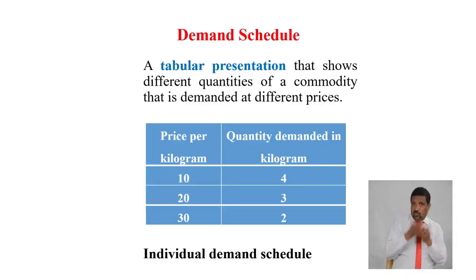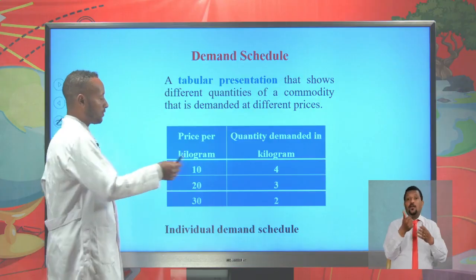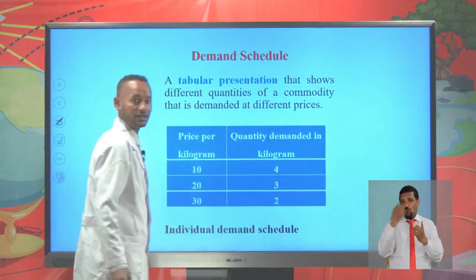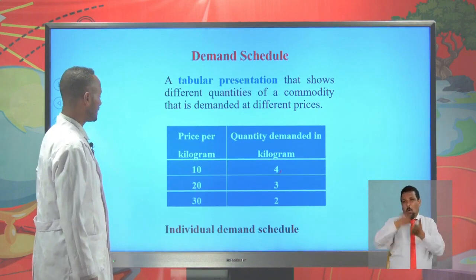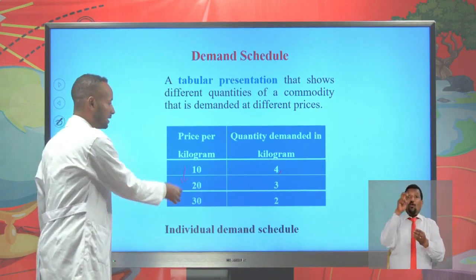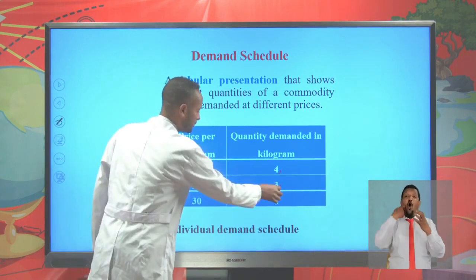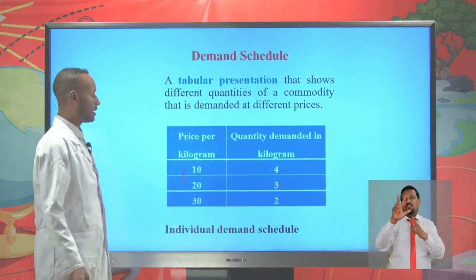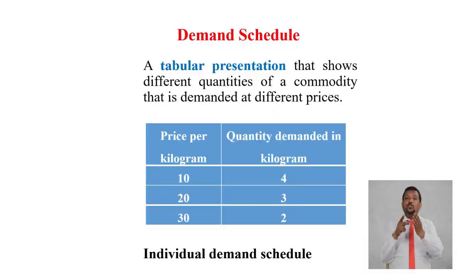Now let's illustrate the theory of demand using the following schedule. This is the demand for oranges by one household in one woreda per week. From this schedule, when the price of a kilogram of orange is birr 10, the quantity demanded for oranges is 4 kilograms because the price is too cheap. When the price increases from birr 10 to 20, the quantity demanded for oranges reduces from 4 kilograms to 3 kilograms. And finally, when the price reaches 30, the quantity demanded for oranges declines from 3 kilograms to 2 kilograms.